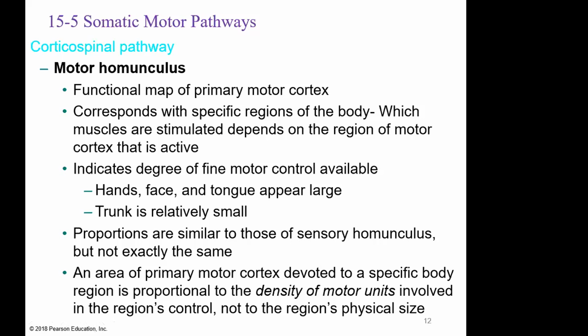So you need that fine motor movement in areas like that, whereas you don't necessarily need fine motor control in something like your abdomen. So that's why the trunk is relatively small. The proportions are similar to what we saw in the sensory homunculus, but not exactly the same. And then, of course, an area of the primary motor cortex devoted to a specific body region is all about the density of the motor units involved. Again, if we need fine motor control, then the density is going to be greater. So that way we have more ability to control things.